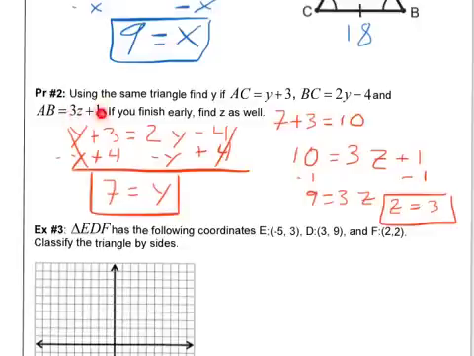So since I have this 3z plus 1, I could just set that equal to 10, because it's one of the sides of the equilateral triangle as well, and solve for that, and I get z equals 3, and that's how I solve for both y and z.